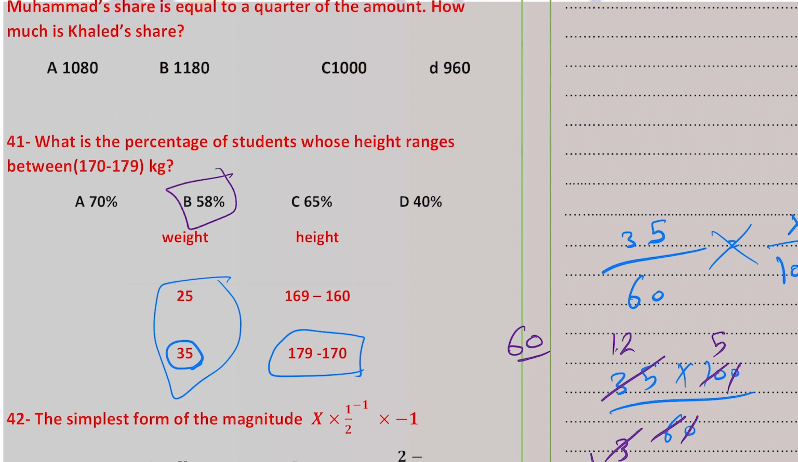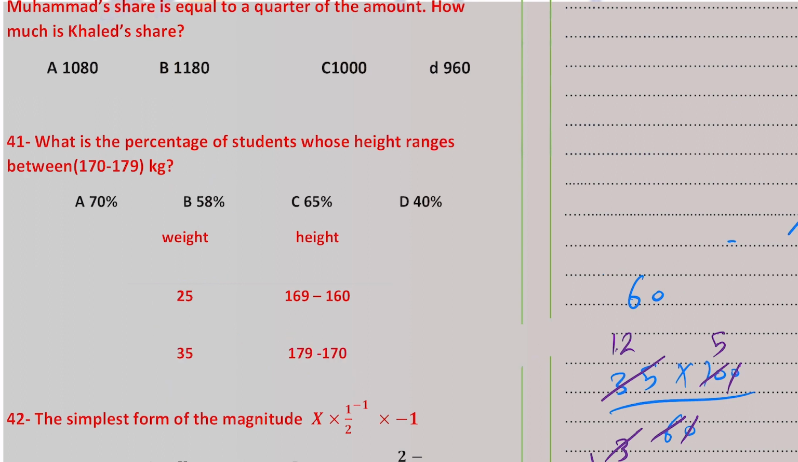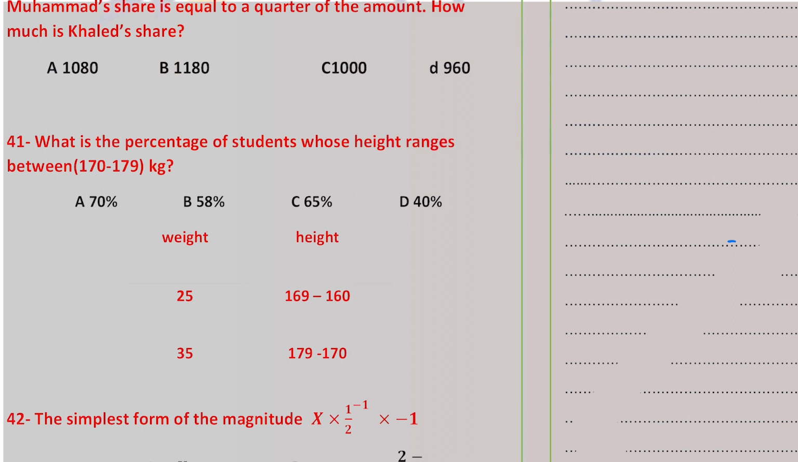And no need to use long division here because I have gaps between the percents. If in these choices I have 57, 58, 59, no. In this case, I have to find it accurately. Here I can use rounding or approximating. Okay? Question number 42.